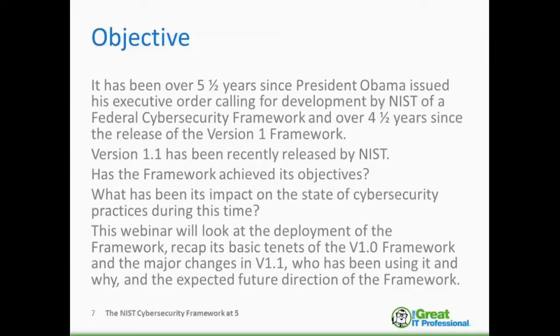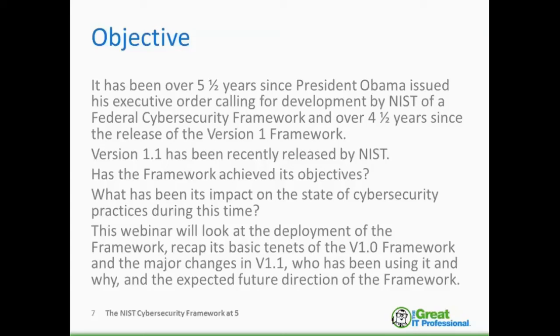So in April of this year, version 1.1 was officially released. What was interesting about the executive order back in 2013 is that at the time it established what looked like a new paradigm for the federal government. They were mandating a risk-based approach to managing cybersecurity, and also it was focusing on resiliency.